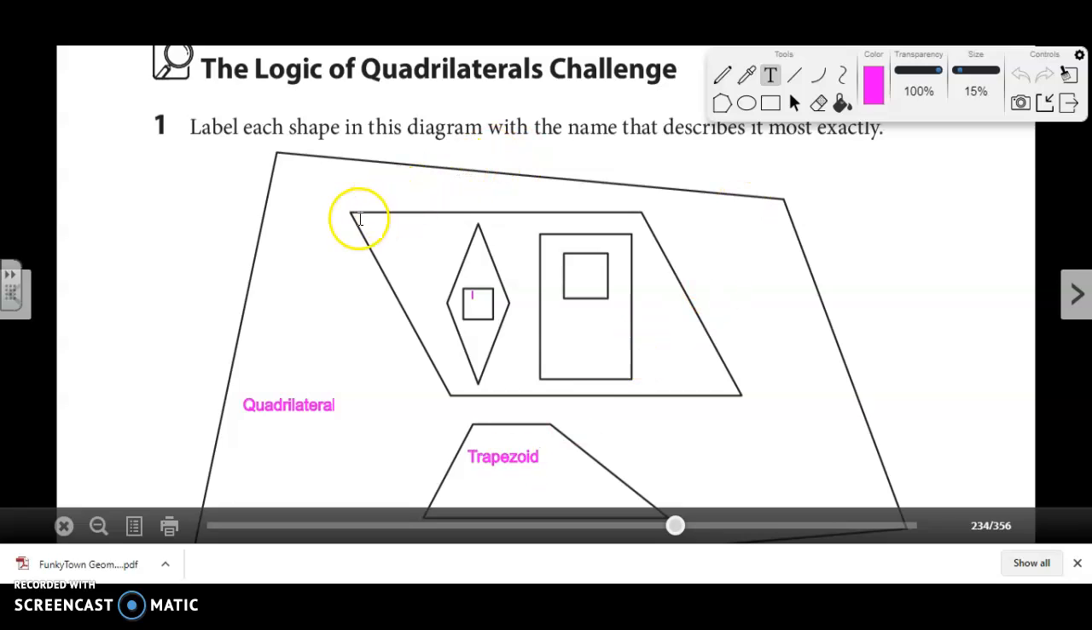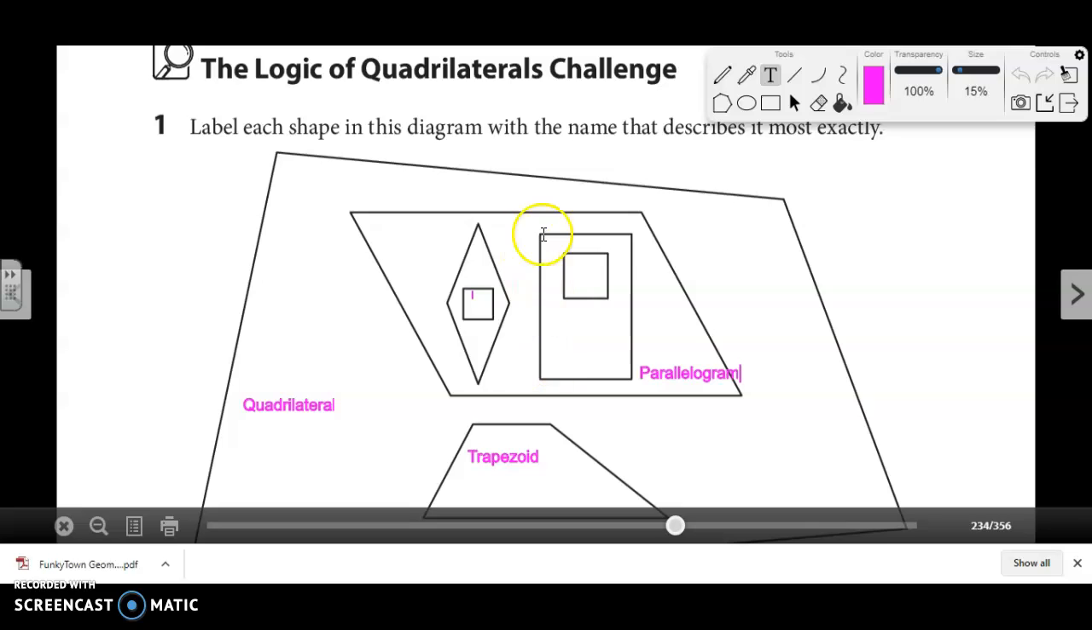Everything else is up here. So this shape right here, I'm noticing that the top and the bottom are parallel, but I'm also noticing that the two sides are parallel. I'm noticing that the angles opposite each other are congruent. And since that's all happening, we're going to name this a parallelogram.